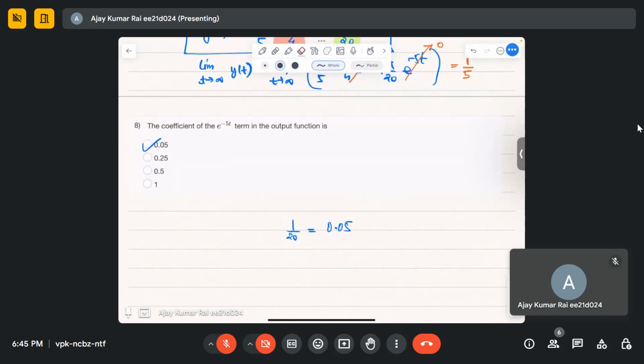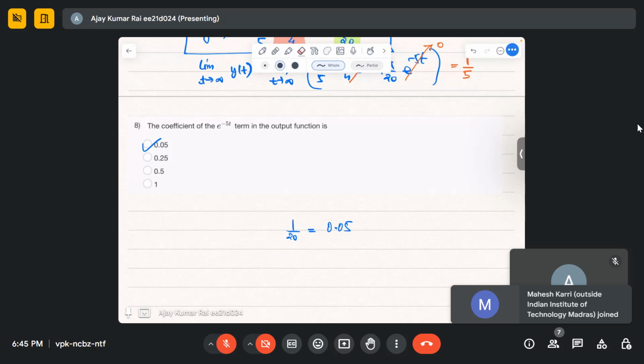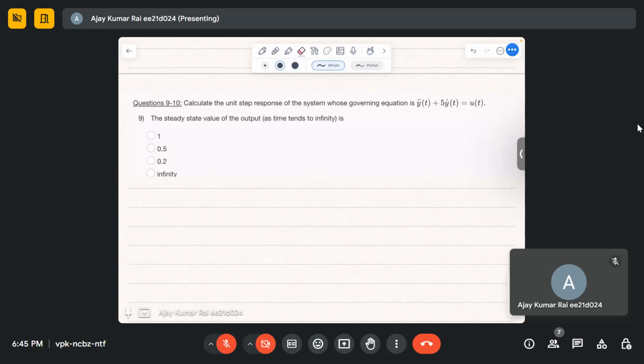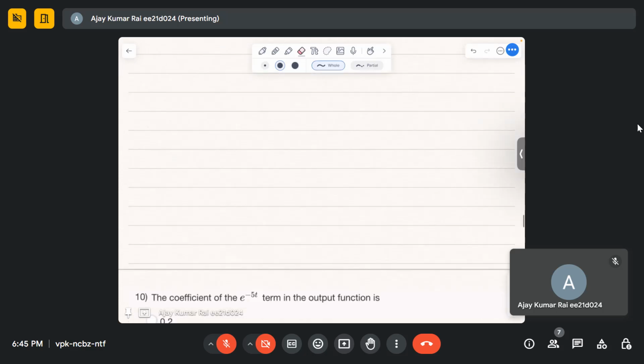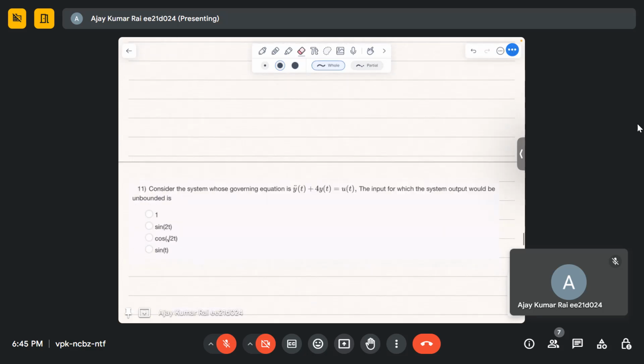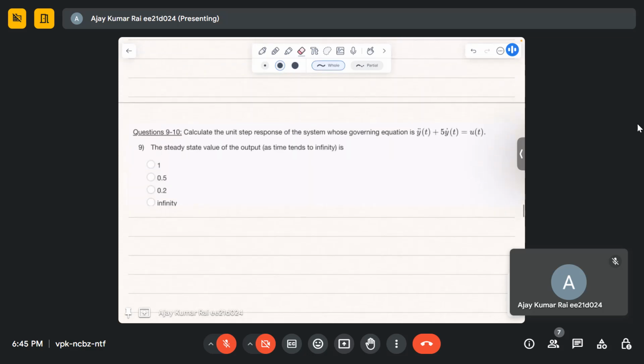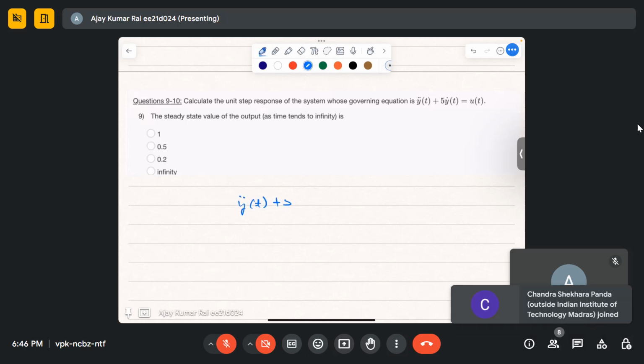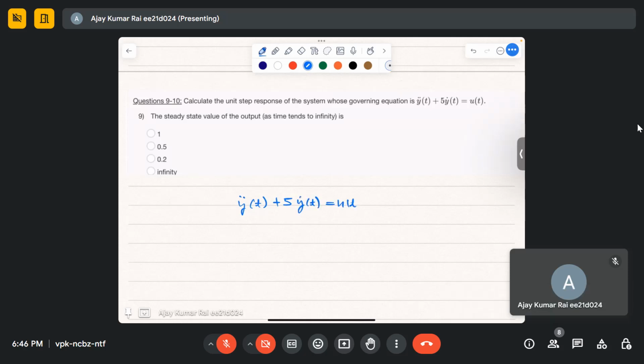Any doubt on this, 6, 7, 8? Any doubt? Okay, then we'll do the next question. Questions 9 and 10: calculate the unit step response of the system whose governing equation is this. Again the same kind of question, similar to 6 to 8, and I think you can do it. The input is a unit step, and you have to find the unit step response.